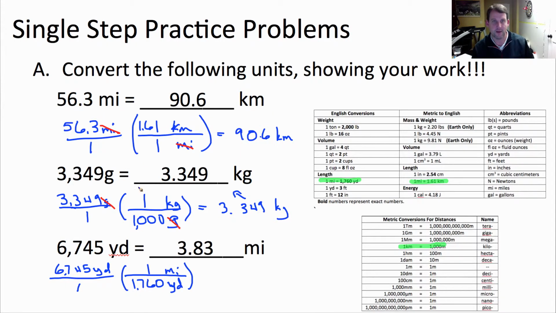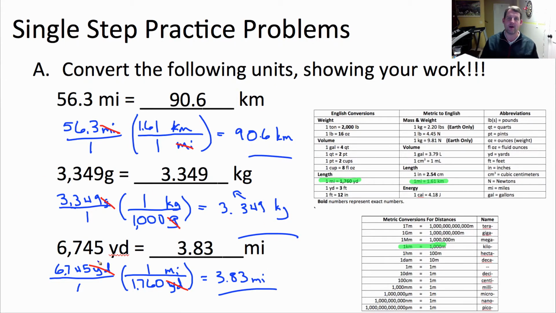1,760. And now notice here that the yards cancel out, so I'm going to slash that yard and that yard. Not the numbers, just the units cancel. And when I divide these two, so I take 6,745, and because 1,760 is in the bottom, I divide, I get 3.83 miles. So those are my 3 answers, and that's how I got them.